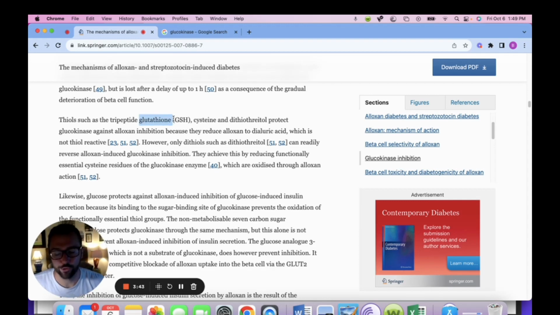Now, an interesting point here is talking about how glutathione, which you are able to supplement and is a naturally occurring antioxidant within every cell. This mentions that glutathione, among several other of these thiols, protect glucokinase against the alloxan attack because they are able to interfere with the metabolism of alloxan, which is what ends up being toxic to the rest of the cell.